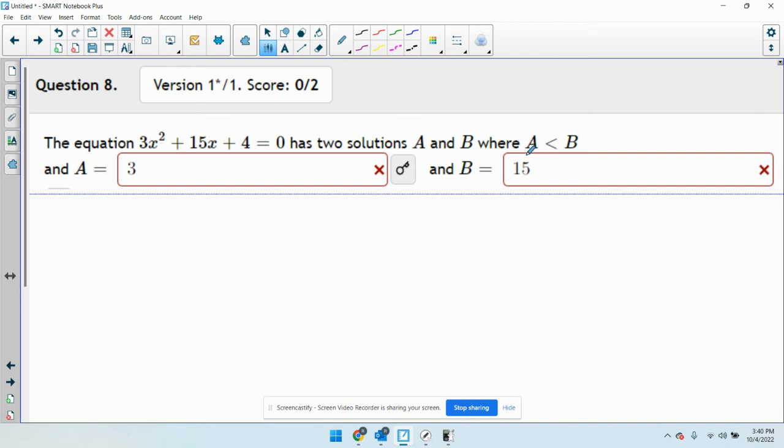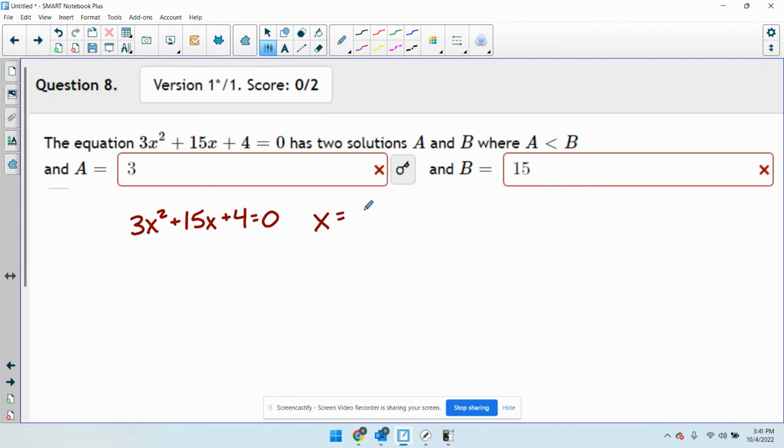All right, this is the same thing, except now they just want you to put the answers into these two boxes. So I'm going to start by rewriting it. Then I'm going to plug these A, B, and C values into the quadratic formula. Negative B plus or minus the square root of B squared, which is 15 squared, minus 4 times A times C, 4 times 3 times 4, that's 48, over 2A, which is 2 times 3, which is 6.